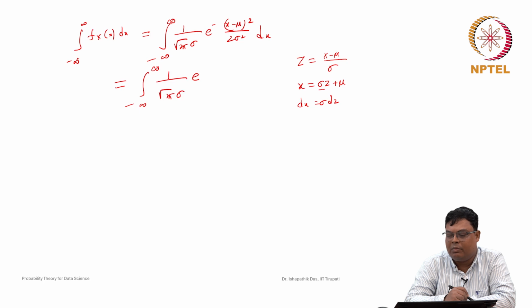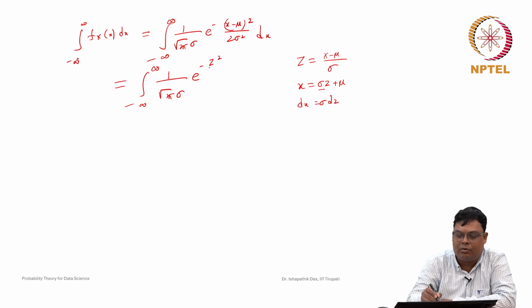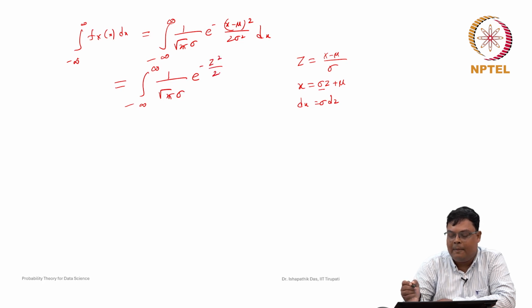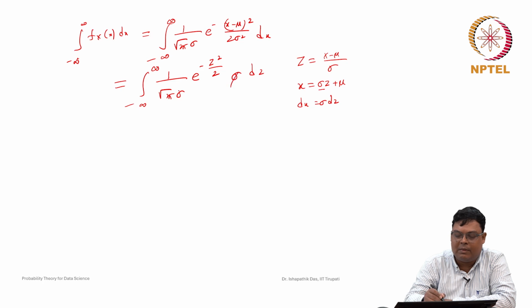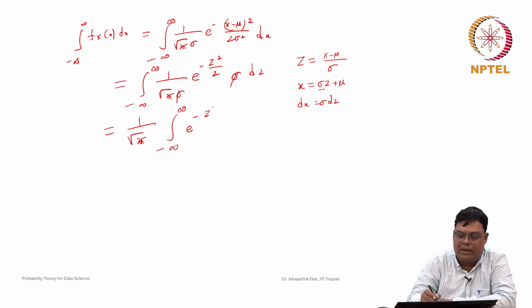So, with z = (x minus mu) by sigma, we get e to the power of minus z square by 2, and dx is equal to sigma dz. So this sigma is cancelled, and it is 1 by root 2 pi e to the power of minus z square by 2. So this is nothing but 1 by root 2 pi, integral from minus infinity to plus infinity of e to the power of minus z square by 2 dz.